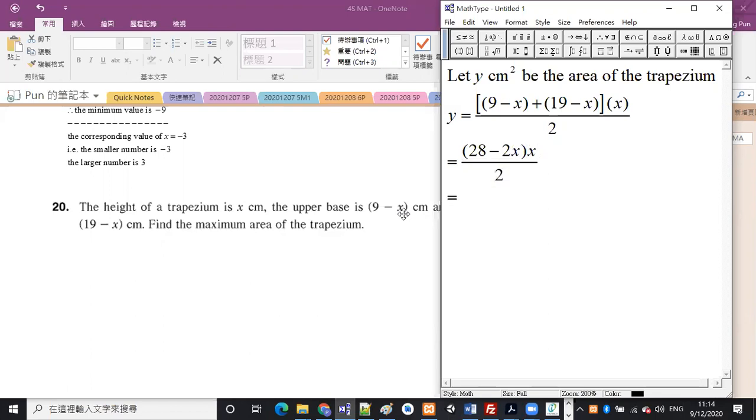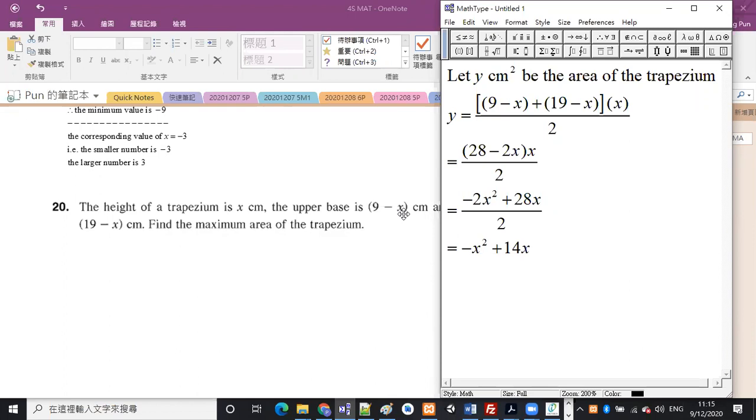And then we just expand the bracket. It's negative 2x squared plus 28x divided by 2. And we notice that all the numbers are even number. Then we can take out the 2 from the top and cancel with the denominator 2. So that will be negative 1x squared plus 14x. Okay, so this is the y in terms of x in the ABC form.